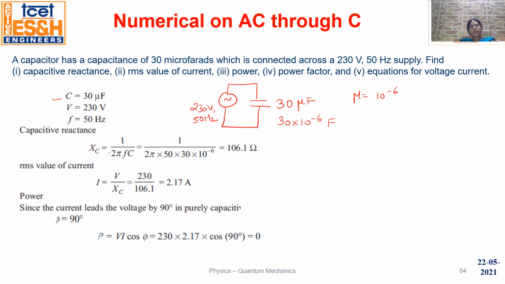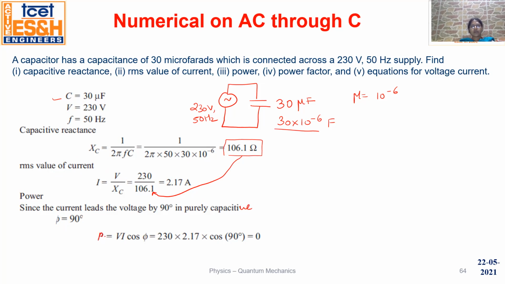So Xc is equal to 1 by 2 pi fC. So 1 upon 2 pi, f is 50, C is 30 times 10 to the power minus 6. After solving this, you will get 106.1 ohm. Now the RMS value of current. Voltage is given as 230 and Xc you take from here. So 230 divided by 106.1 gives 2.17 ampere.